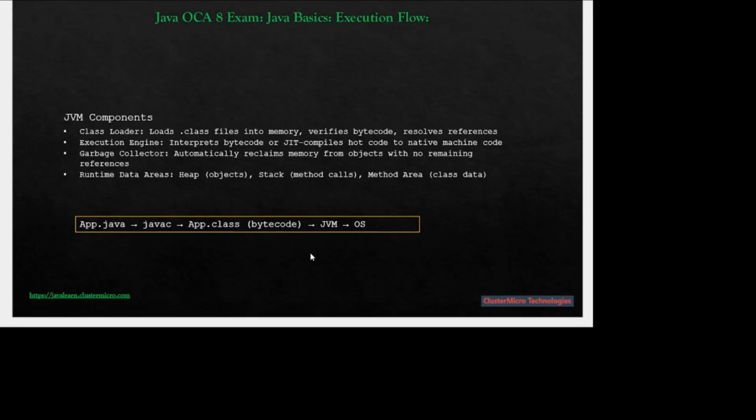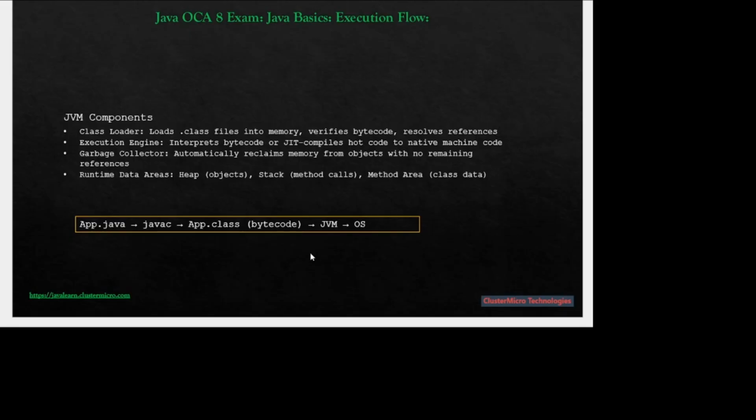The third is the garbage collector. It runs within the JVM, monitors the heap memory, and automatically removes objects that no longer have any references pointing to them. No manual cleanup is required. The fourth is runtime data areas. The JVM divides memory into sections. The heap is where all your objects live. Every time you write new, the object goes into the heap. The stack is where all method calls and local variables live. For OCA, you just have to remember that objects go to the heap and local variables go to the stack.